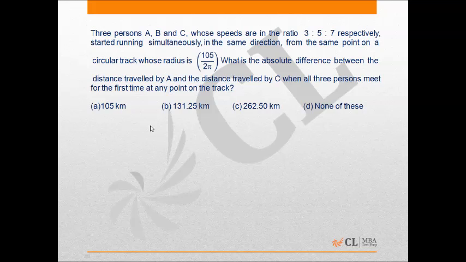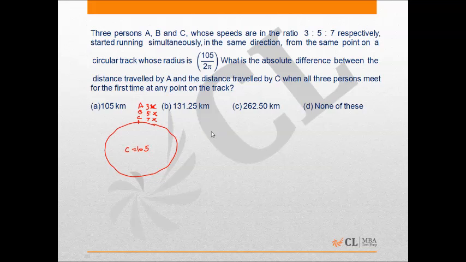Right, so we have a circular track. If the radius is 105 by 2 pi, the circumference will come out to be 105 here simply. And we have three runners A, B, and C. Let's assume the speed of A is 3x meter per second. Speed of B is 5x meter per second, and speed of C is 7x meter per second.